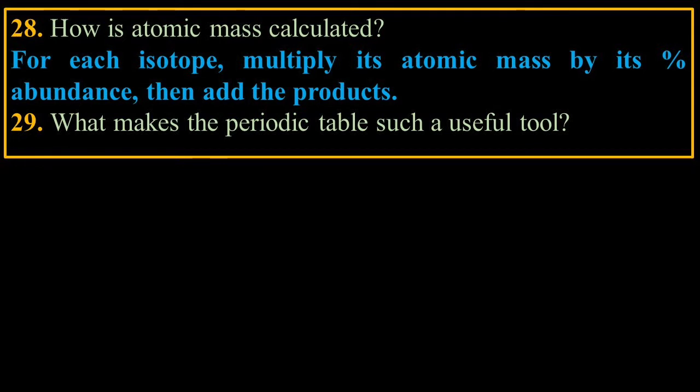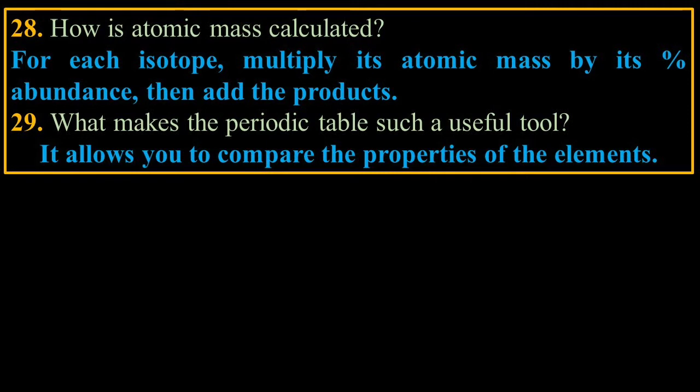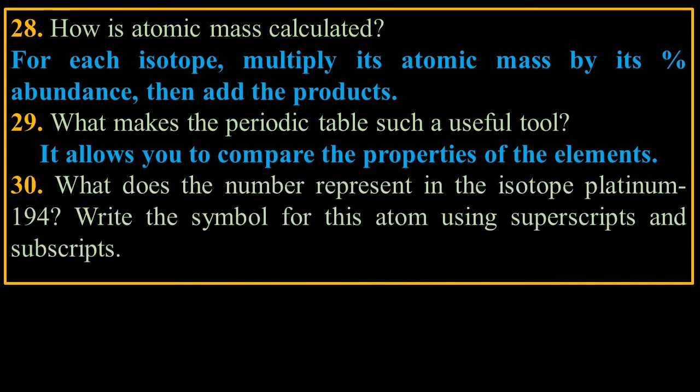What makes the periodic table such a useful tool? You have a year for me to explain it to you. It's organized, and it allows you to compare the properties of the elements just by looking at their position on the table relative to one another, and why one is on one side of the table and one is on the other side. Its particular position helps out.